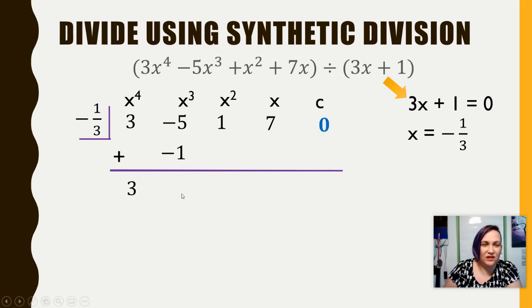Negative 5 plus negative 1 is negative 6. 6 divided by 3 is 2, and then since I have a double negative, it'll be a positive 2. 1 plus 2 is 3. Notice everything's divisible by 3. It's all working out okay. 3 divided by 3 is 1, and I'll have to make it negative. 7 minus 1 is 6. 6 divided by 3 is 2, and I'll have to make it negative.